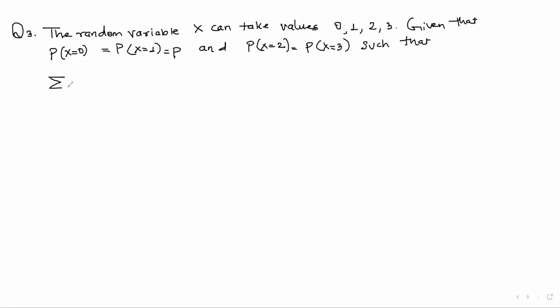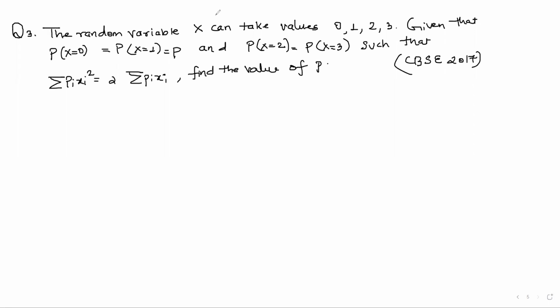such that summation pi xi square is equal to twice of summation pi xi. Find the value of p. This question came in CBSE 2017. Now please try this question and share your answer.